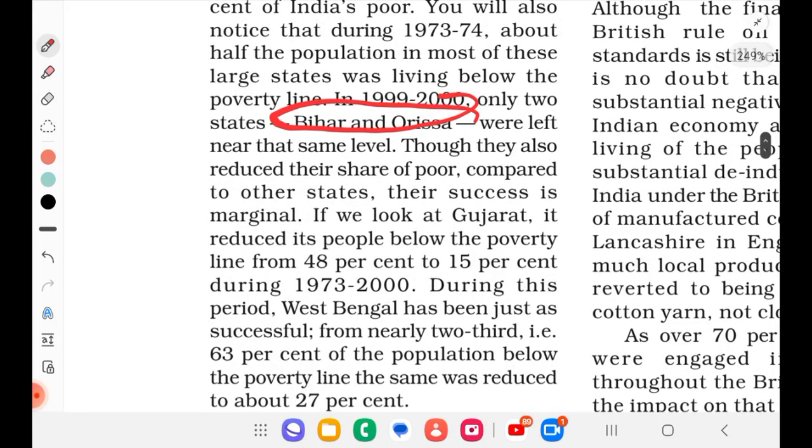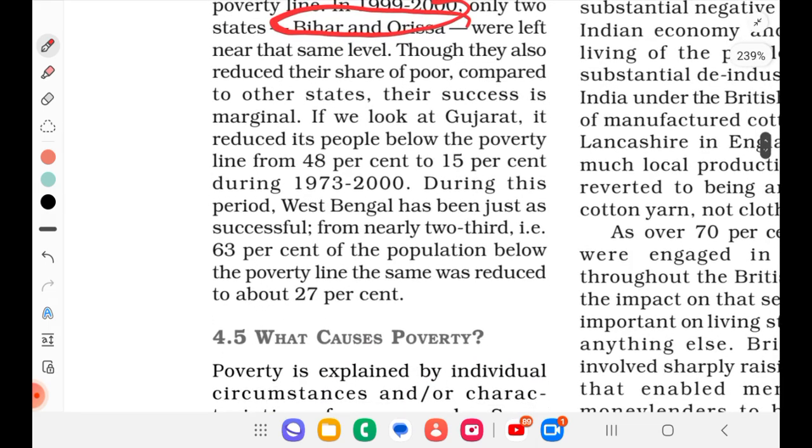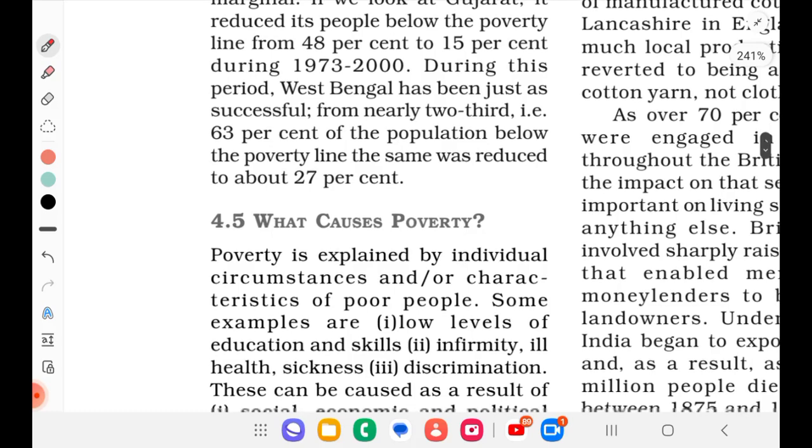If we look at Gujarat, it reduced people below the poverty line from 48% to 15% during 1973 to 2000. During this period, West Bengal has been just as successful. From nearly two-thirds, that is 63% of the population below the poverty line, it was reduced to about 27%.